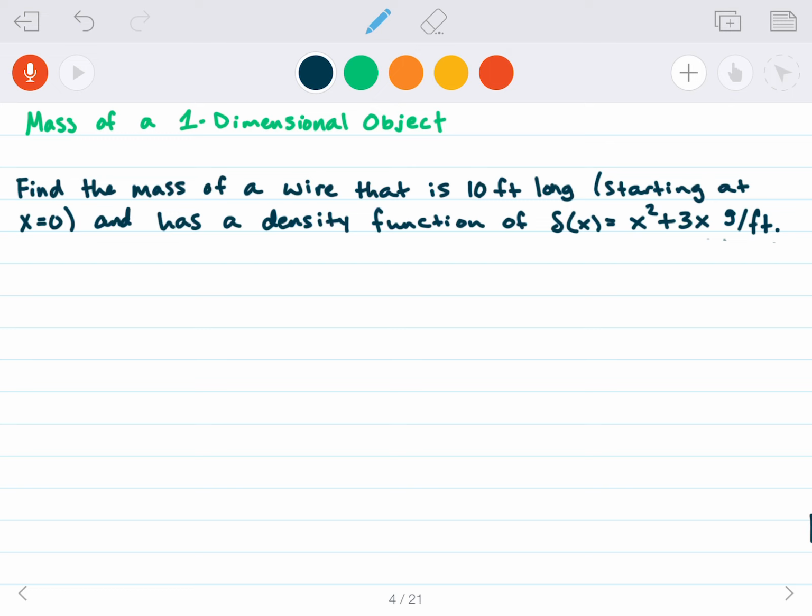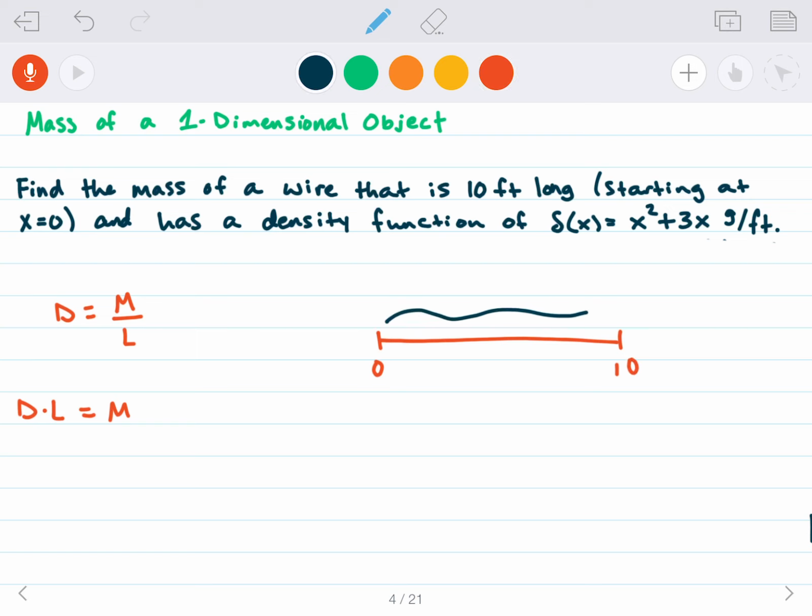Well, we just said the density of a one-dimensional object is going to be the units of mass over the units of length. Okay? So if we want to find the mass, all we have to do is multiply both sides of this equation by L to get that the mass is equal to the density times the length, right? So the way that we can do this, we're imagining that we have this wire that's 10 feet long. Okay, so we're starting here at 0 and we're going to 10.